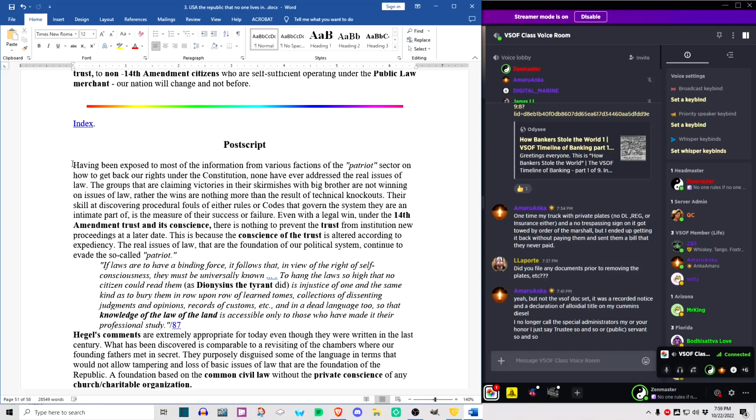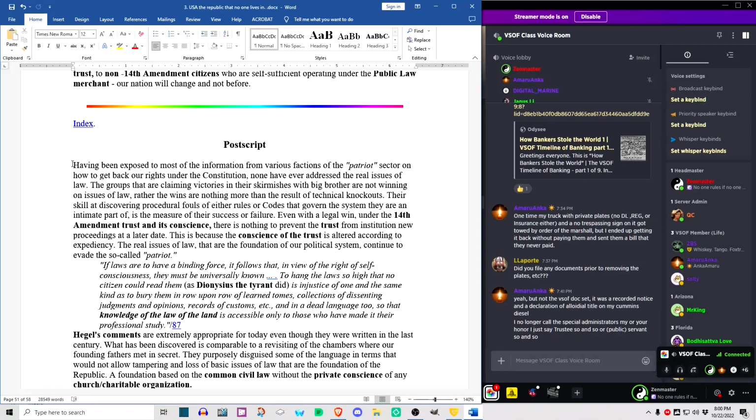The groups that are claiming victories in their skirmishes with Big Brother are not winning on issues of law. Rather, their wins are nothing more than the result of technical knockouts. Their skills at discovering potential fouls of either rules or codes that govern the system they are an inmate part of is the measure of their success or failure. Even with a legal win under the 14th Amendment trust and its conscience, there is nothing to prevent the trust from instituting new proceedings at a later date. It doesn't exist. It's not there.